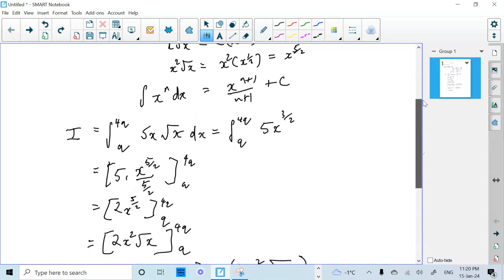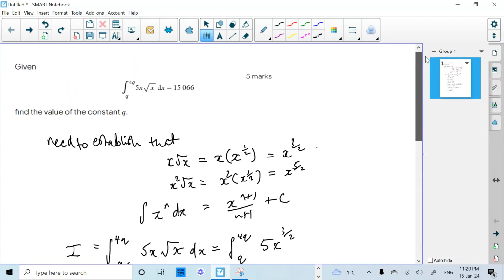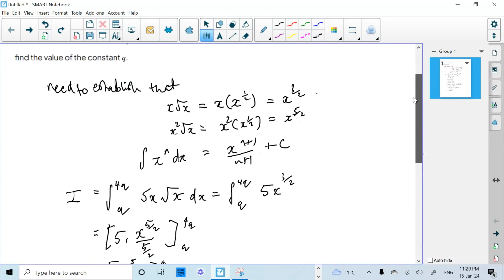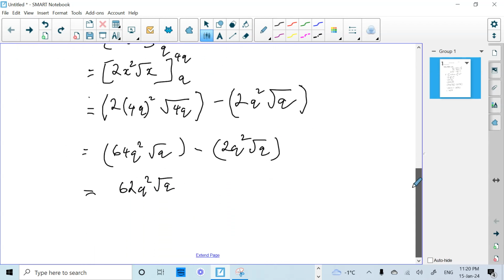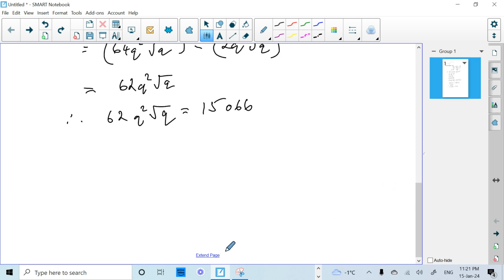Now going back to the question, 15,066. So I've got to sub that in. 15,066 is equal to what we just found, so we're going to write 62q squared times the root of q. Therefore 62q squared times the root of q must be equal to 15,066. If that's the case, then we can solve nicely.